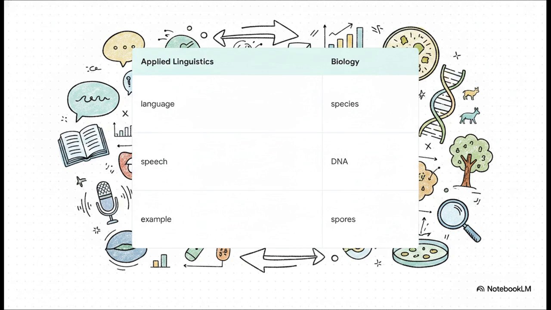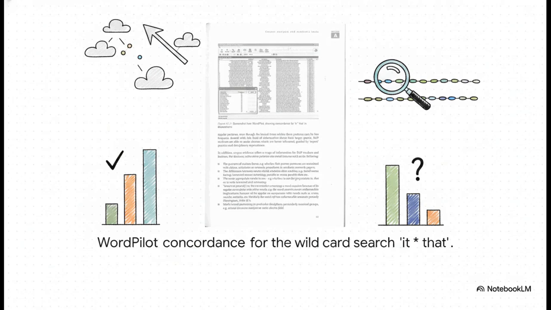Working your way down these frequency lists in a corpus reveals the absolute key items you need to master for your specific target genre. Concordancers also let you run these incredibly powerful wildcard searches. In this screenshot from a program called WordPilot, a user searched for the phrase "it * that," using the asterisk as a wildcard. So it finds the word "it," followed by "that," with varying words sandwiched in between.